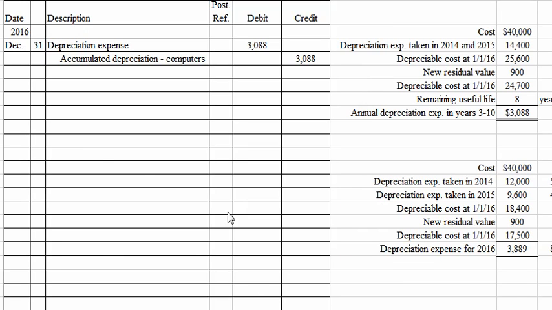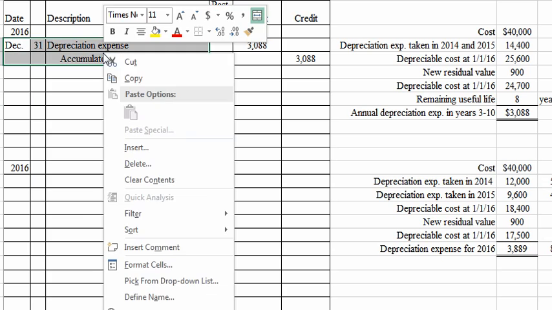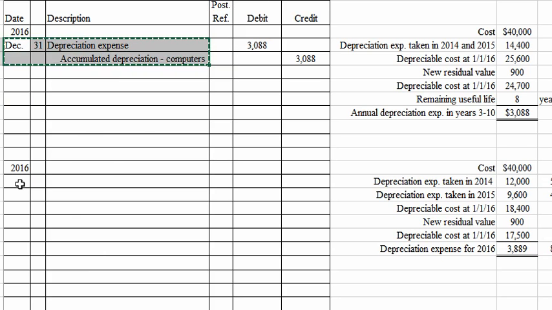So now let's make the entry. This is 2016 as well. And this part's going to remain the same, December 31st. We're going to debit depreciation expense, this time though for $3,889. We're going to credit accumulated depreciation computers for $3,889.